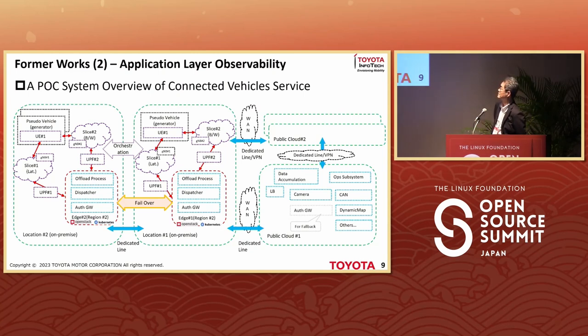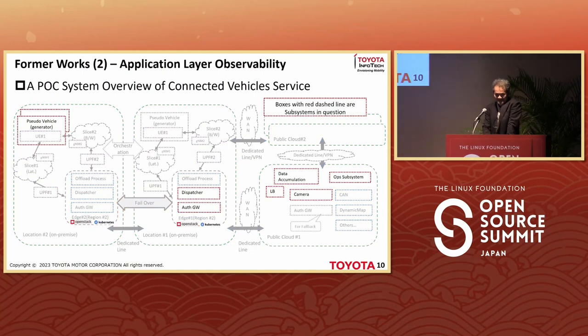And this is an overview of a POC system for the connected vehicle services. As you can see, on the on-premise side, I put two systems. This image is in Japan, Tokyo and Osaka. On the upper left side, pseudo vehicle traffic generated there goes through the 5G mobile network, through the edge locations of Tokyo and Osaka, and finally reaches the public cloud side application system. This overall thing is very complicated, right? Don't worry, I don't walk through everything. What I'd like to share is the red dashed line.